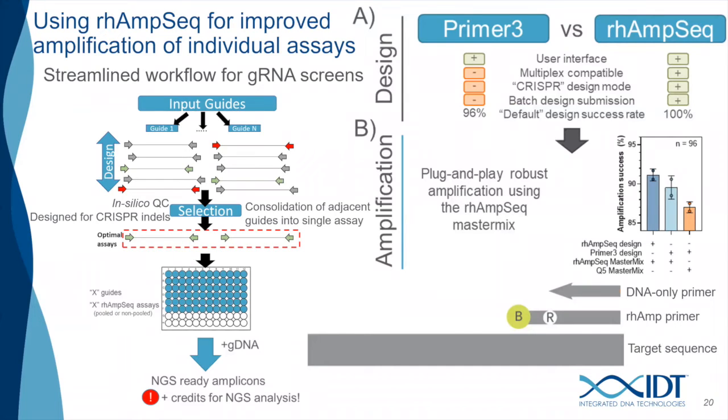The teal color, more aqua blue in the second bar, is actually taking designs from the Primer 3 design tool, and then also using the RAMP-seq master mix. So this shows that this is the master mix, if you have designs from a different platform, is also compatible with other designs that it would only, in this case, be DNA only. And then lastly, looking at Primer 3 design, in this case with a Q5 master mix. So showing the highest amplification efficiency with using designs that came out of the RAMP-seq design tool with the master mix.